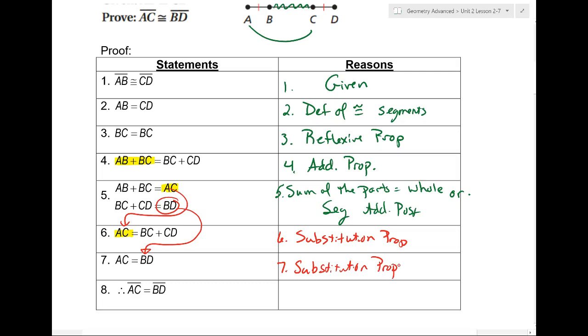Now here's my thing. Oh, look, I have them equal in length. Well, if they're equal in length, are they congruent to each other? Yeah, so therefore I know by definition of congruent segments, they're equal to each other.